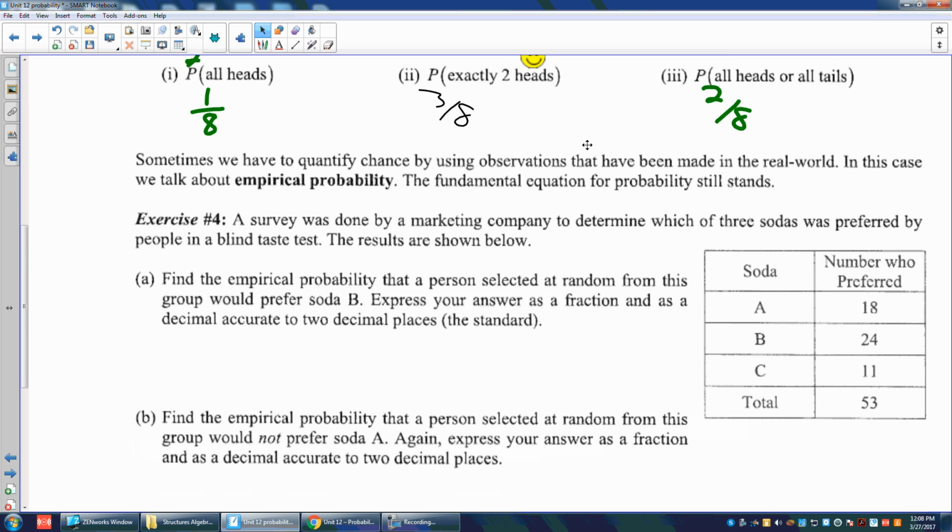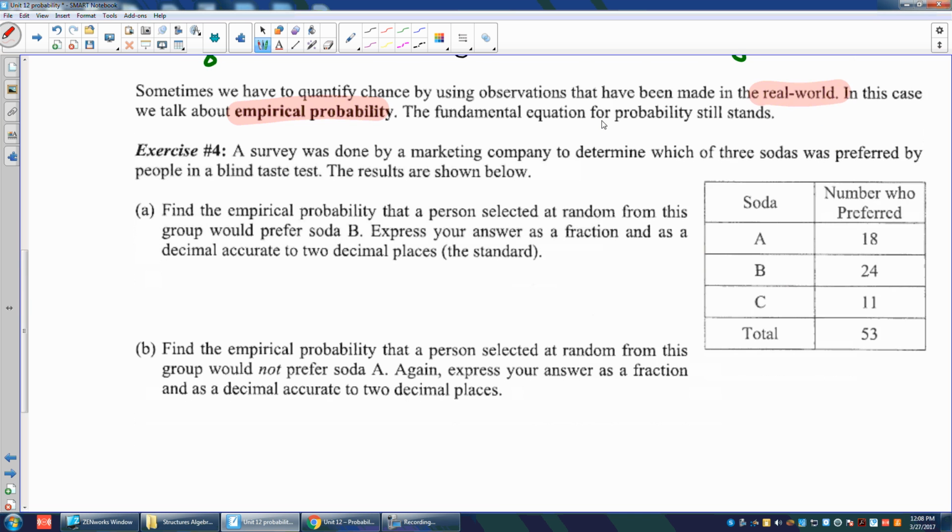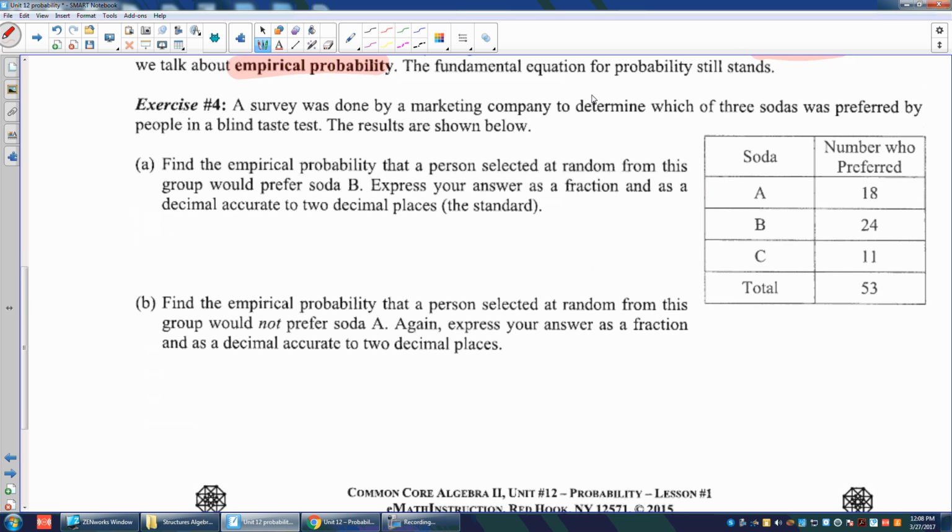Okay, sometimes we have to quantify chance by using observations that have been made in the real world. In this case, we're talking about empirical probability. Real world. That's what empirical probability is. The fundamental equation for probability still stands. Okay, that's part over whole. A survey was done by a marketing company to determine which of the three sodas were preferred by people in a blind taste test. The results are shown below. Find the empirical probability that a person selected at random from this group would prefer soda B. Express your answer as a fraction and as a decimal accurate to two decimal places. Okay, so we've got to write our answer two different ways.